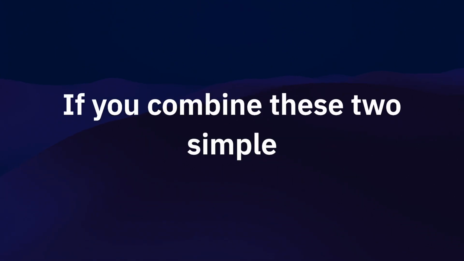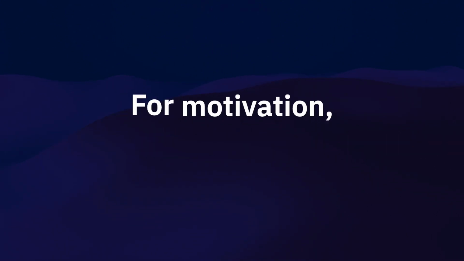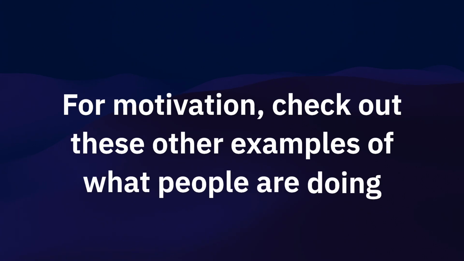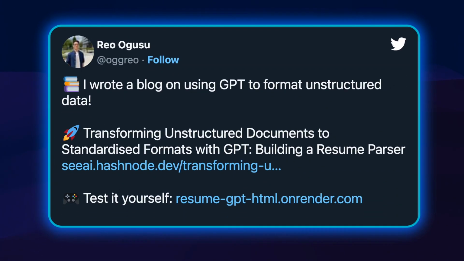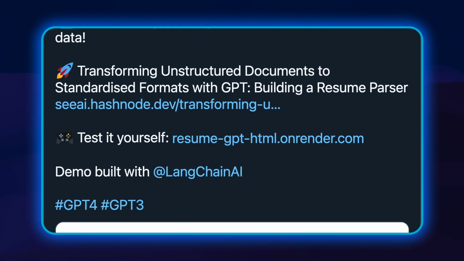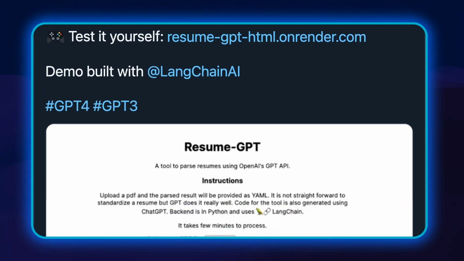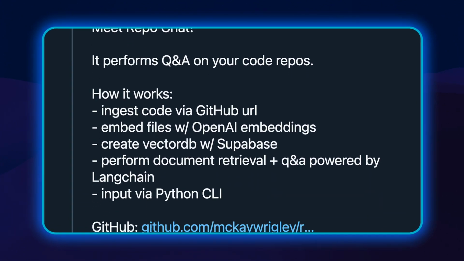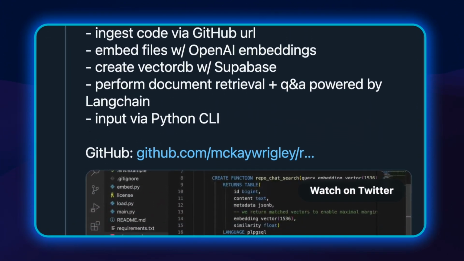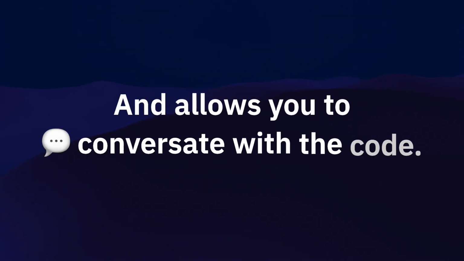Now if you combine these two simple strategies together with LangChain's other module components, then you're off to the races, and you can build some really amazing things. For motivation, check out these other examples of what people are doing with LangChain. Delaf built a tool which allows you to talk to your research papers. Rio shows off an example where he takes unstructured data, for example, a conversation transcript, feeds this through LangChain to ChatGPT, and then spits out formatted resumes. And McKay was able to build RepoChat, which parses GitHub repositories, passes them through LangChain into ChatGPT, and allows you to converse with the code.